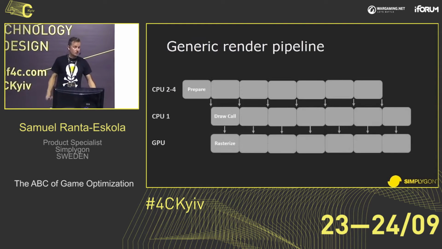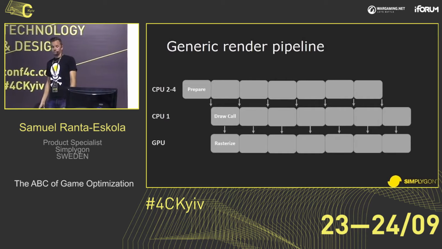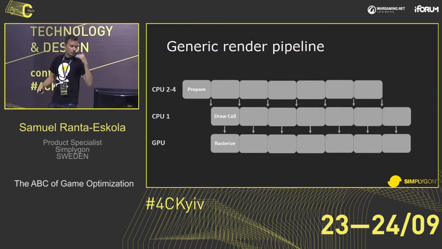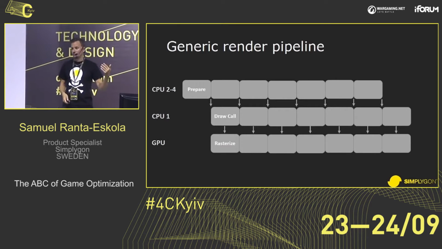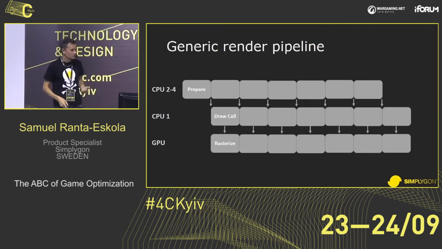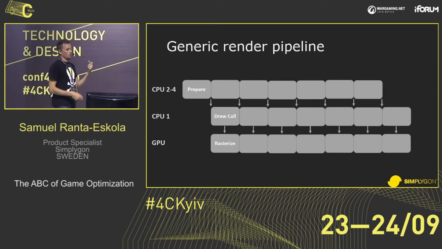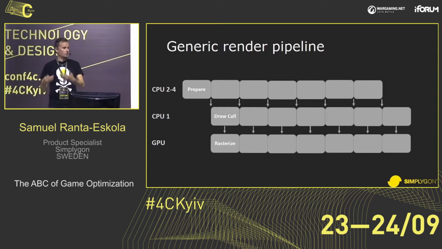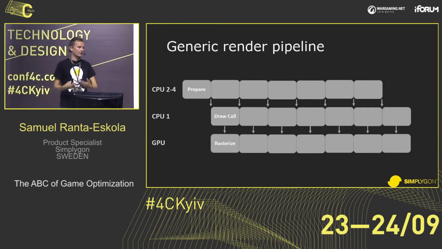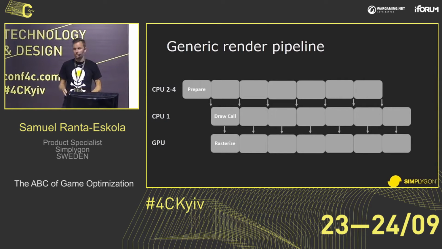So this is a generic render pipeline. What we got here on the top row is a couple of cores working on preparing the next frame. Then you have one core working on sending draw calls to the GPU, who then rasterizes the draw call to the screen.